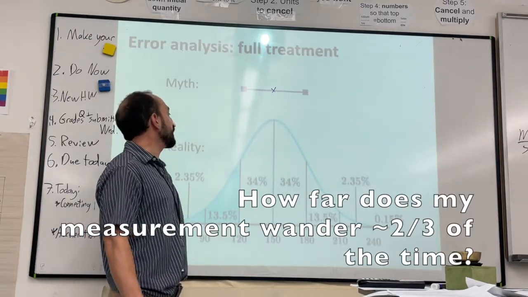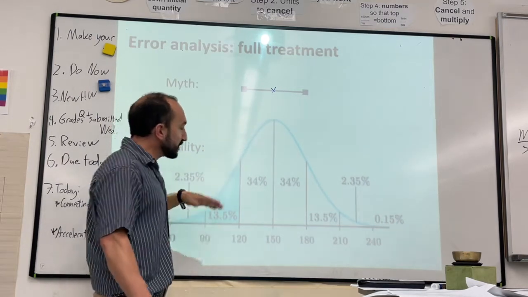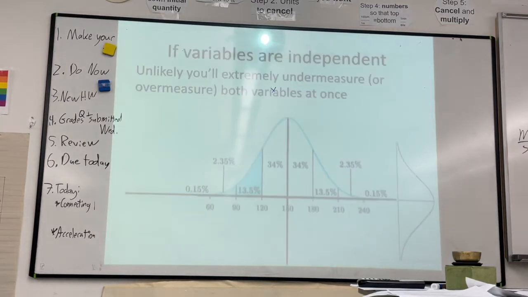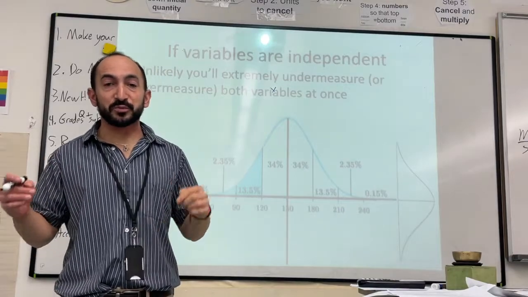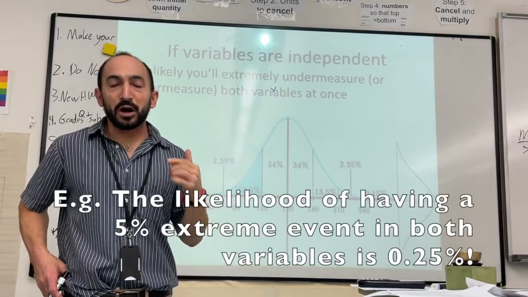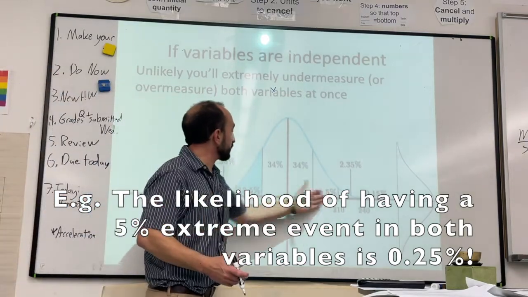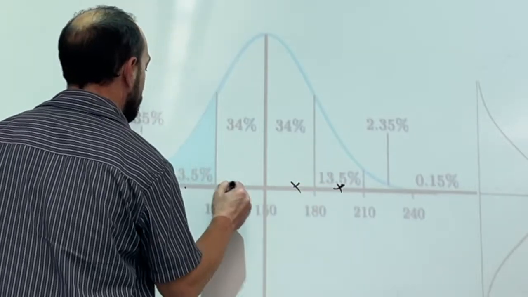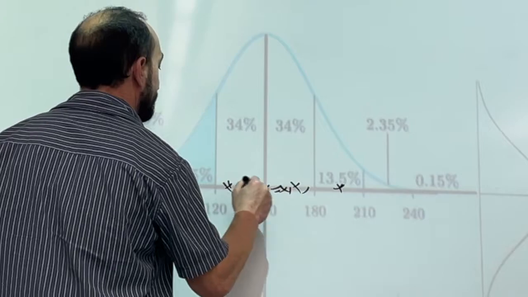And on top of that, I'm more likely to be close to the average than I am to be further away from together. So really, I've got to take a fuller treatment on this to get a more complete picture. So it actually is extremely unlikely that you will severely overmeasure both variables at once or undermeasure both variables at once. Because what's happening is you're making a measurement of one variable. So you might get a measurement here, here, here, here.